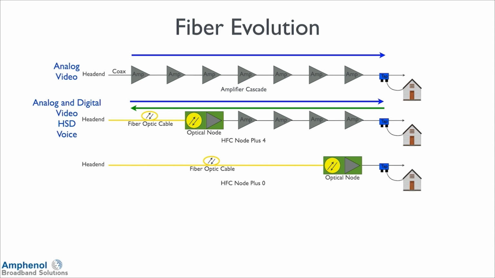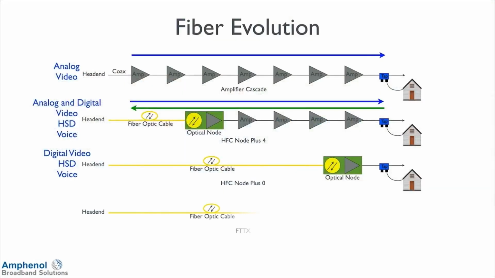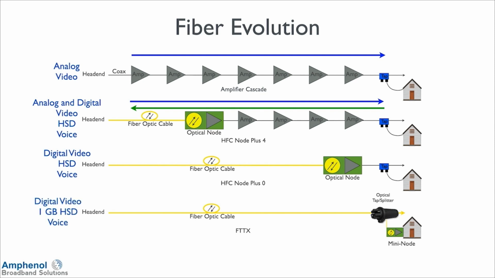So with the 1 gig services, we actually needed a cleaner signal. So with that advent, we actually went to the node plus 0. So we actually took the fiber into the neighborhood where the customers were, and all we had was passive devices versus amplifiers after the node. So this reduced the noise even further. And then as we're advancing in services, this is where the fiber to the home comes into play. So now we're taking this fiber signal, going from the head end all the way to the side of the customer's home, or even inside the customer's home with different PON services.